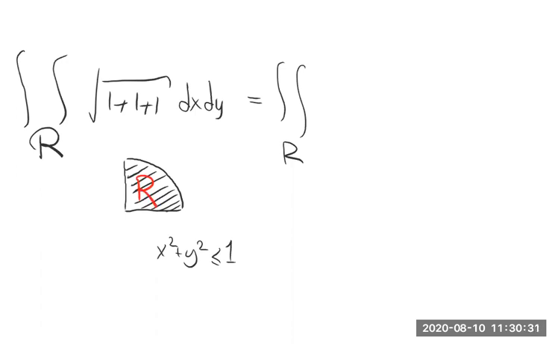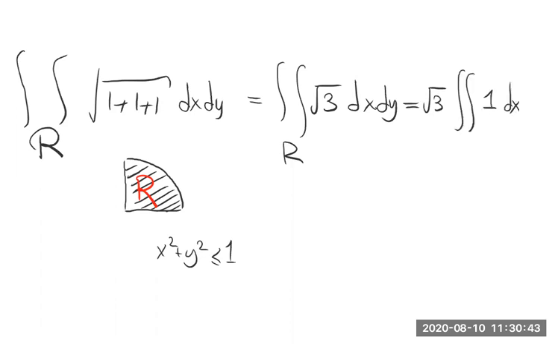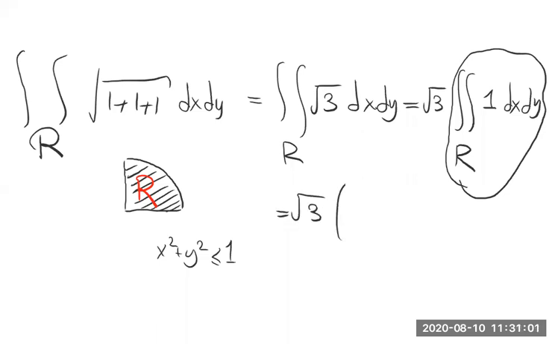I should take the double integral of the square root of 3 dx dy. Okay. The square root of 3 is a constant, it comes out of the integral. The integral of 1 dx dy over R. Does anyone know what this integral is? What is the integral of 1 over any region? It's simply the area of that region.